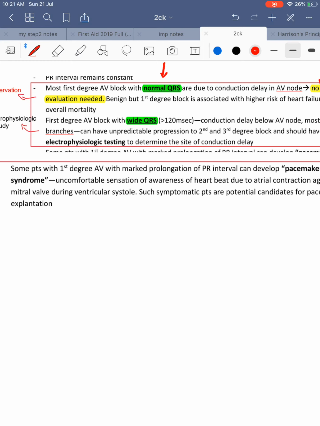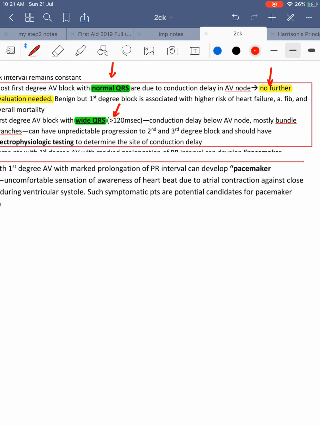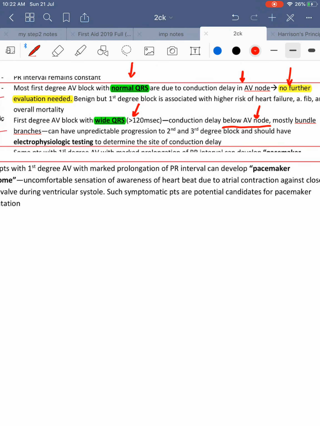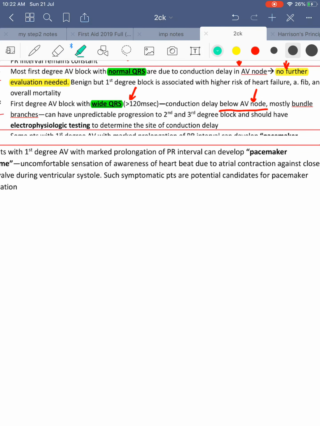If the first degree heart block is with a wide QRS, that means the conduction delay is below the AV node. Here it was at the level of the AV node, here it is below the AV node, mostly the bundle branches, and it can have unpredictable progression to second or third degree block. In this case, what would you do? Electrophysiological testing is necessary to determine the site of the conduction delay in this case where there is a wide QRS.